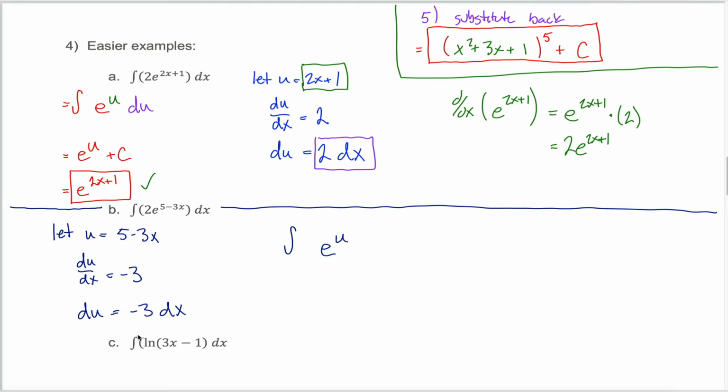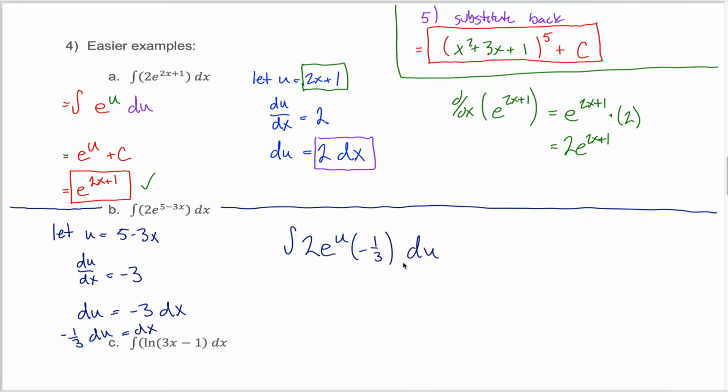So I can divide both sides of the equation by negative 3 and get negative 1/3 du is the same as dx. The reason you might want to do this is because we know there's a dx here. There might not be a negative 3 dx, but there's certainly a dx. So I can just replace that dx with negative 1/3 du. So I still have this 2. Instead of e to the 5 minus 3x, I have e to the u power. And then instead of writing dx, I'm going to write negative 1/3 du. So this is my answer?